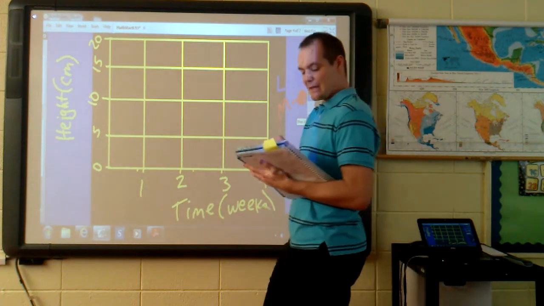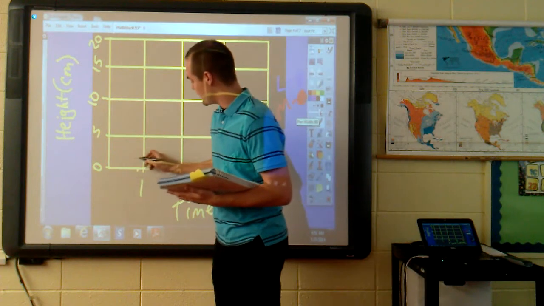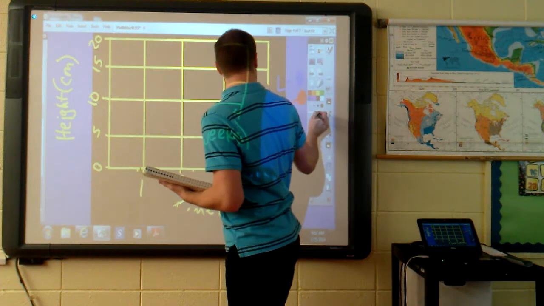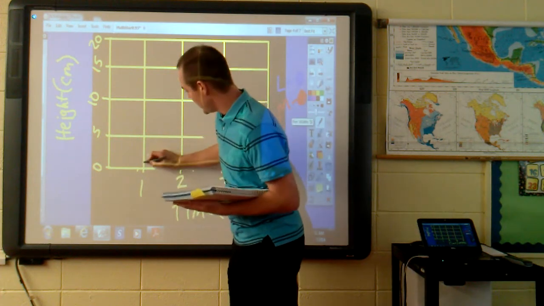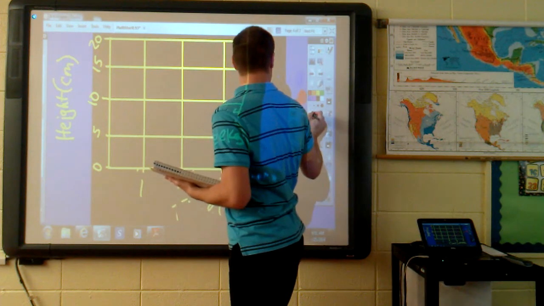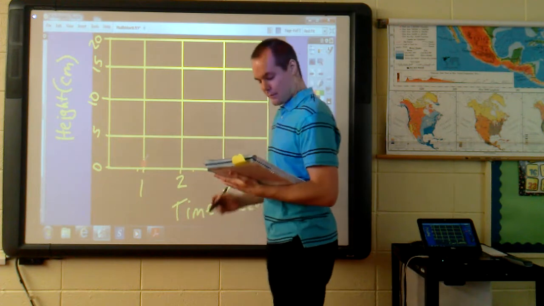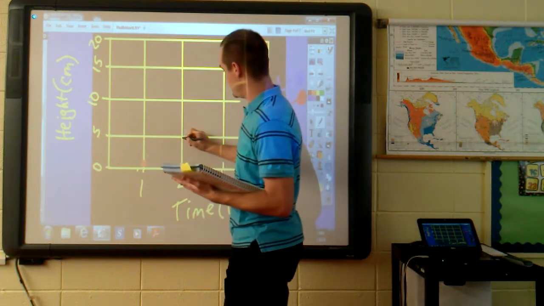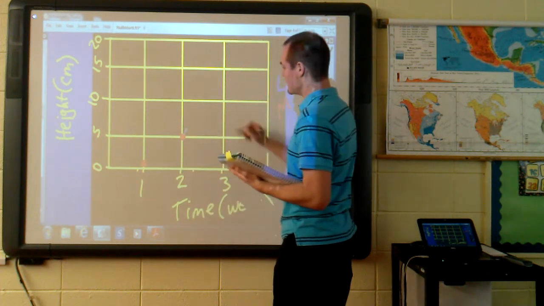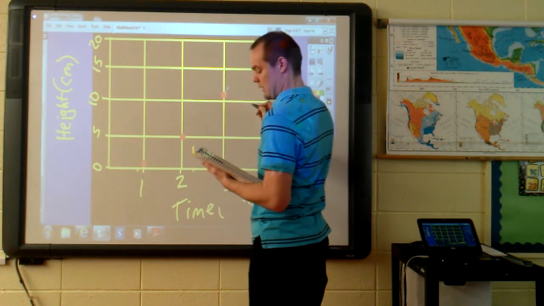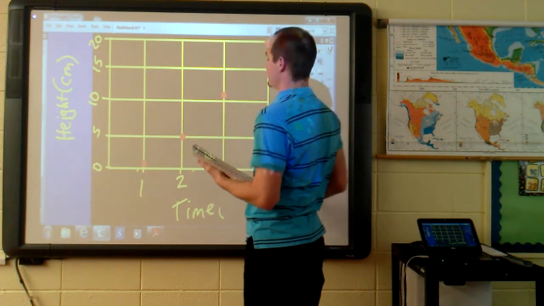Okay, and I'm going to make my marker really thick, and I'm going to do Maya's first. Looks like Maya's seedling at 1 week was 1 centimeter. That's way too big. So right down here. At 2 weeks it was 5. At 3 weeks it was 11. And at 4 weeks it jumped up to 20.